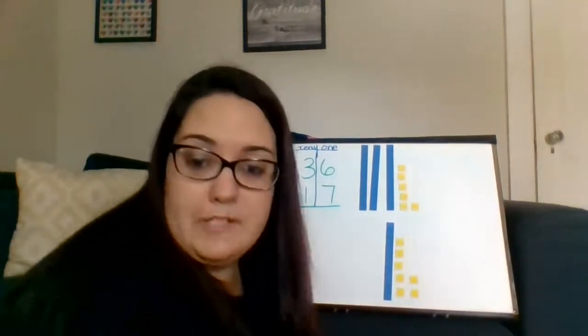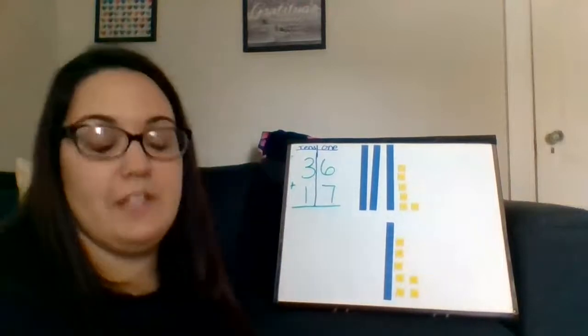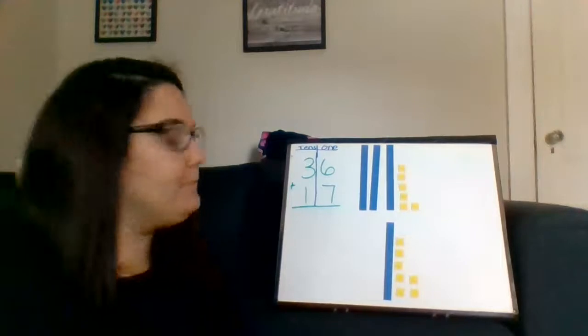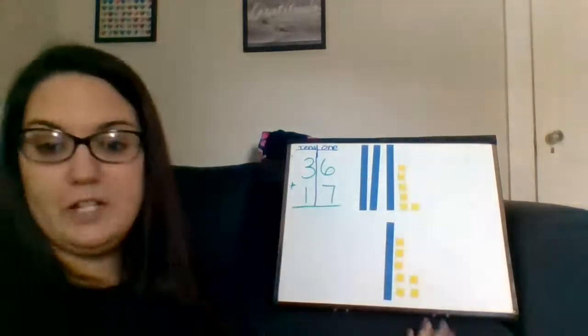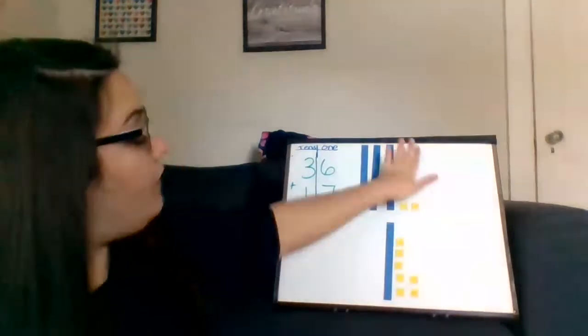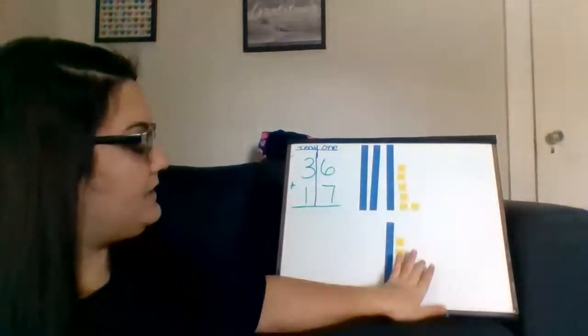So when I put my ones up, I put them in groups of 5. This is to help me figure out if I can make a 10. So let's start at our ones because when we add numbers, we always add the ones column first. So I'm going to focus on 6 plus 7.